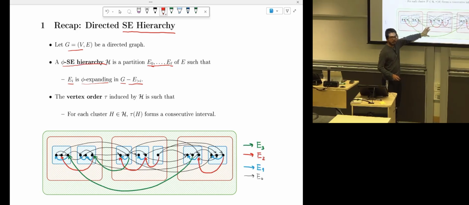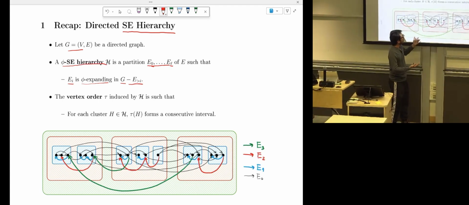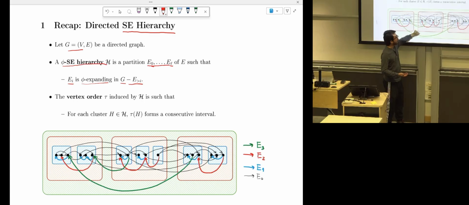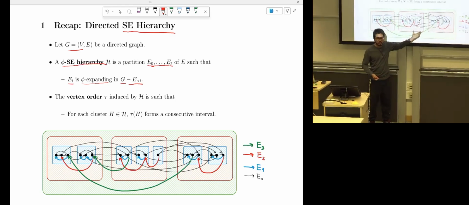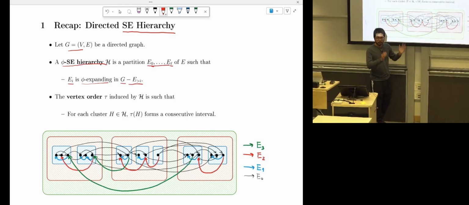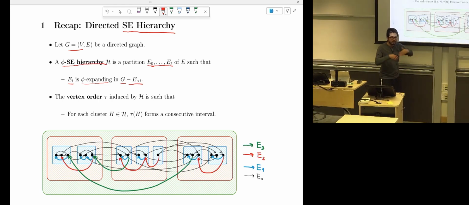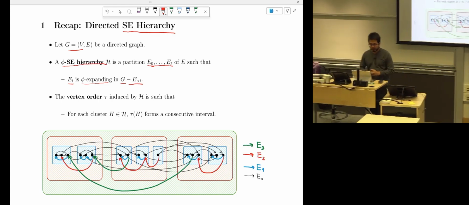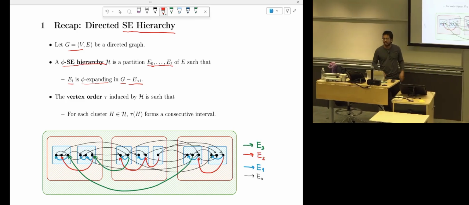E3, the green thing, is expanding in the whole graph. And the red edges, E2, are expanding after I remove E3. So after removing E3, you get the red components, and E2 is expanding inside each red component, and so on. E1 is expanding inside each blue component after removing E2 and E3. It's just the same concept as in the undirected graph, but in this kind of picture in the directed case.